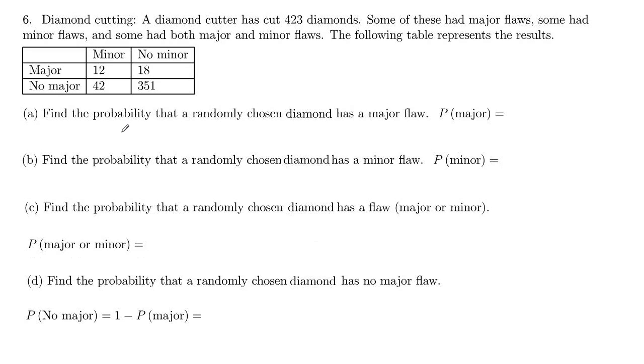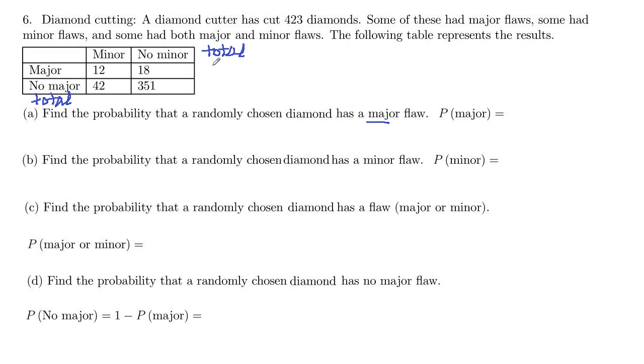And so we want to find the probability that a randomly chosen diamond has a major flaw. So we can represent that like this, probability of a major flaw. Well, the 12 here had a major flaw and a minor. 18 had a major flaw but no minor. So we want to add those together. So why don't we go ahead and do our row totals and column totals here, so we'll have those all figured. So 12 and 18, do a total here and a total here.